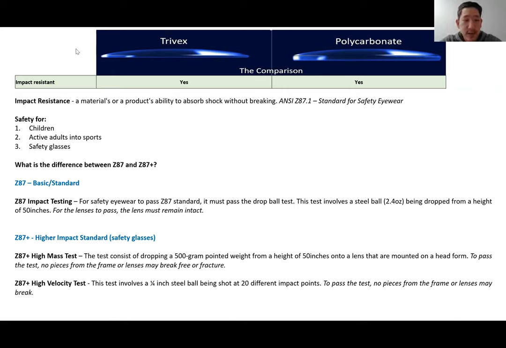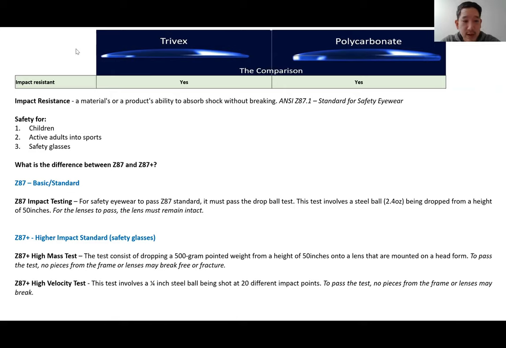And Z87 plus, on the other hand, is a higher impact standard for safety glasses. It has to pass more tests. There are two types of tests. You have the high mass test, which consists of dropping a 500 gram pointed weight from a height of 50 inches onto the lens mounted on a head form. To pass the test, no pieces from the frame or lenses should break free or fracture.